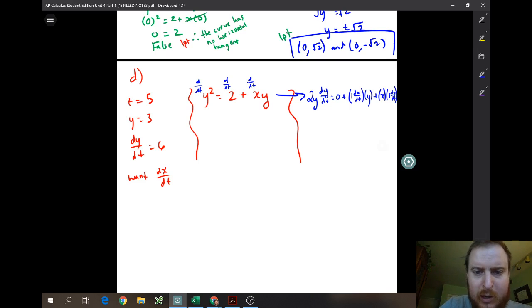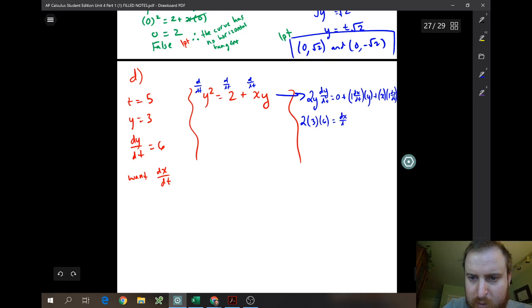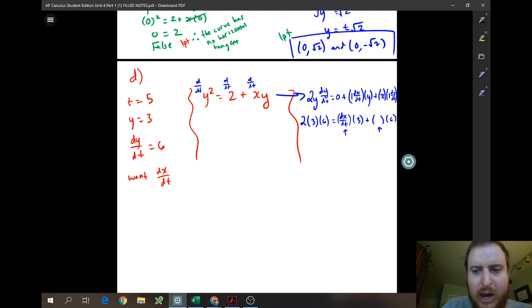Now we can start plugging in. 2 times y was 3, dy dt was 6, equals dx dt is what we want, so I'm going to leave the dx dt there, times y was 3. Then plus x, which we don't know, and then dy dt they gave us was 6. So we need to figure out what x is, right? The two unknowns we have are dx dt, that's what we want, and x. So how can we solve for x?